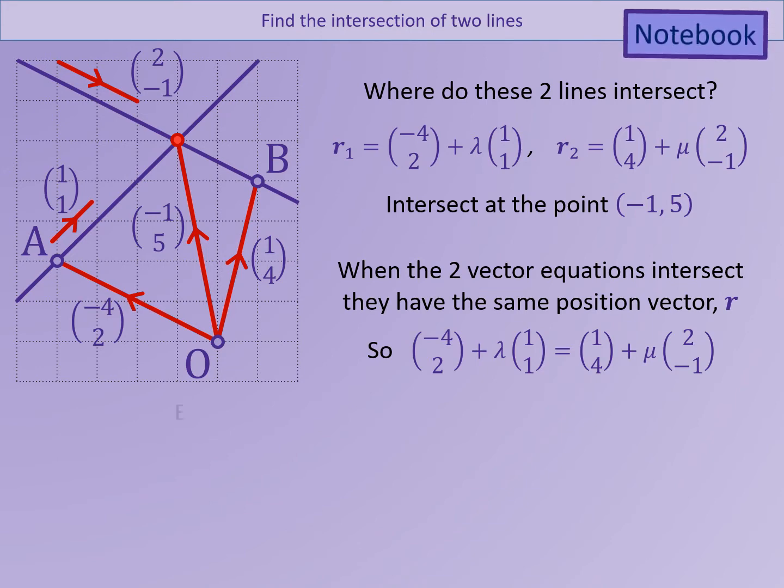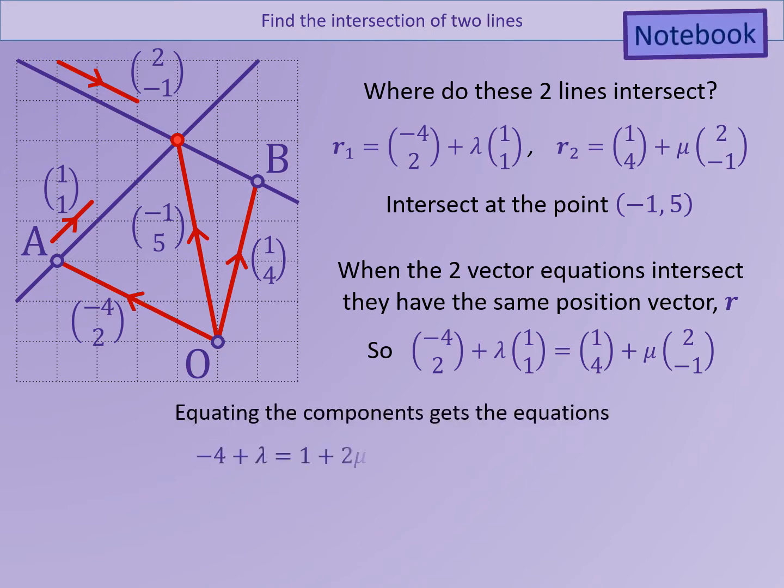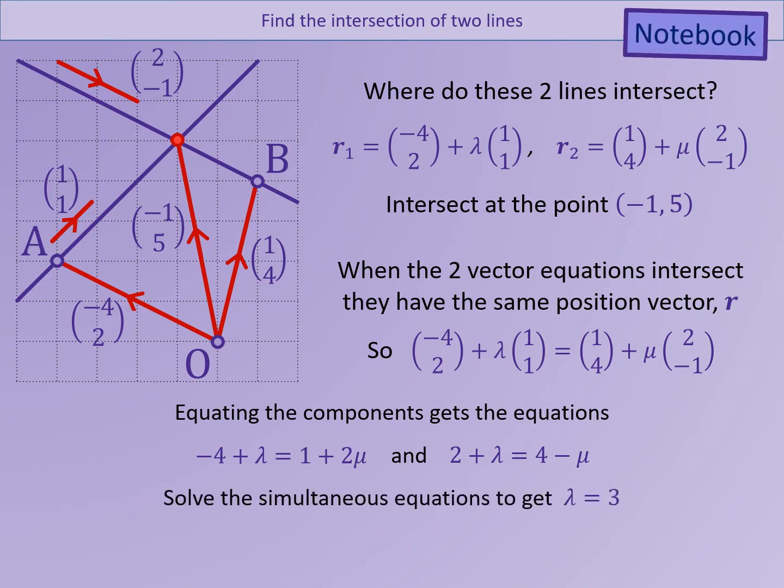So from the top row we would get -4 plus 1 lambda equals 1 plus 2 mu, and then from the bottom row, the y component, we get 2 plus 1 lambda equals 4 minus mu. We can solve these simultaneous equations. When solving them, the lambda value that we get is 3.